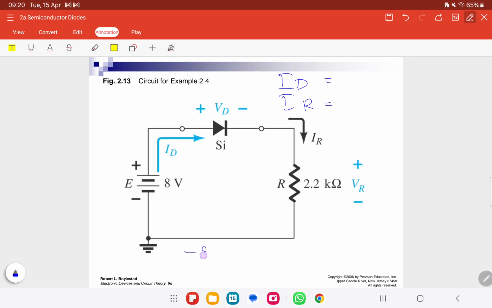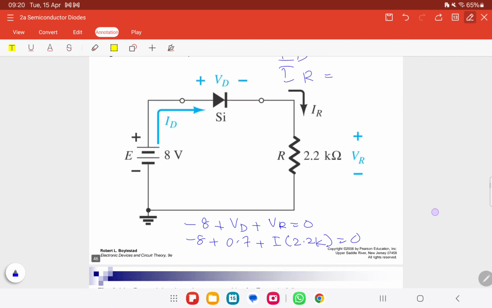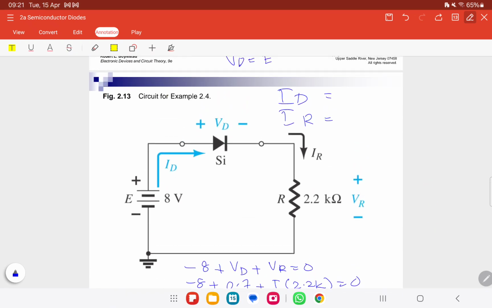Alright, minus 8 plus VD plus VR equals to 0. So minus 8 plus 0.7 plus I times 2.2K. Simple je. Saya dapat IR. Tidak dapat. Saya dapat 3.318 times 10 power of negative 3 milliampere. Okay, so IR? IR tadi. Okay. Tadi tu IR. Okay, itu IR. So ID?